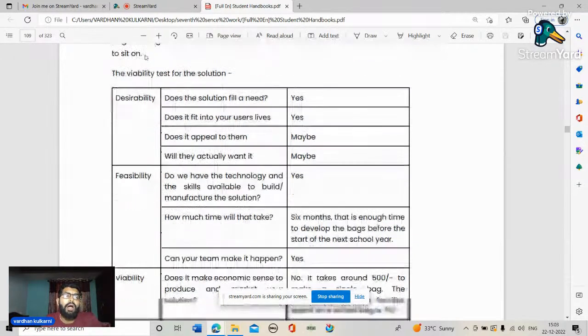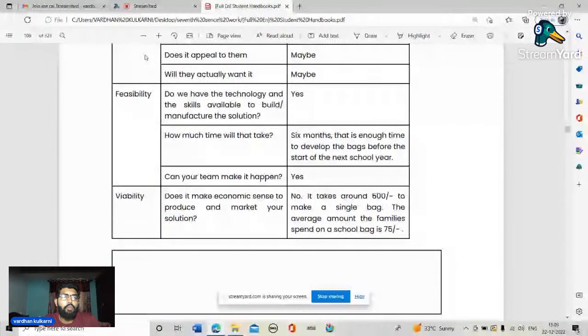Then feasibility: do they have the technologies and the skills available to manufacture this solution? The entrepreneurship team has developed these ideas, so they have the technologies to produce these kinds of bags. And how much time will they take? Six months is enough time to develop bags before the start of the next year of school. So they have around six months to manufacture enough bags to supply to the students who are going to start next year.